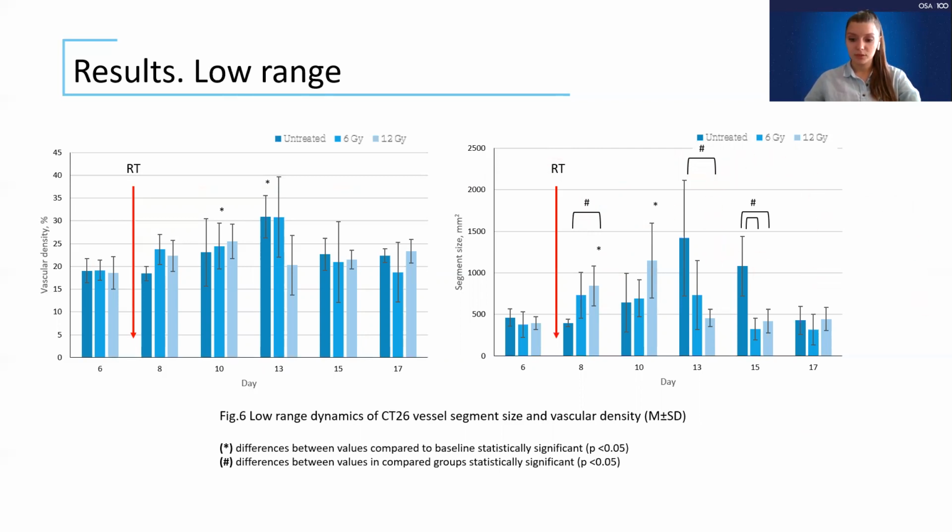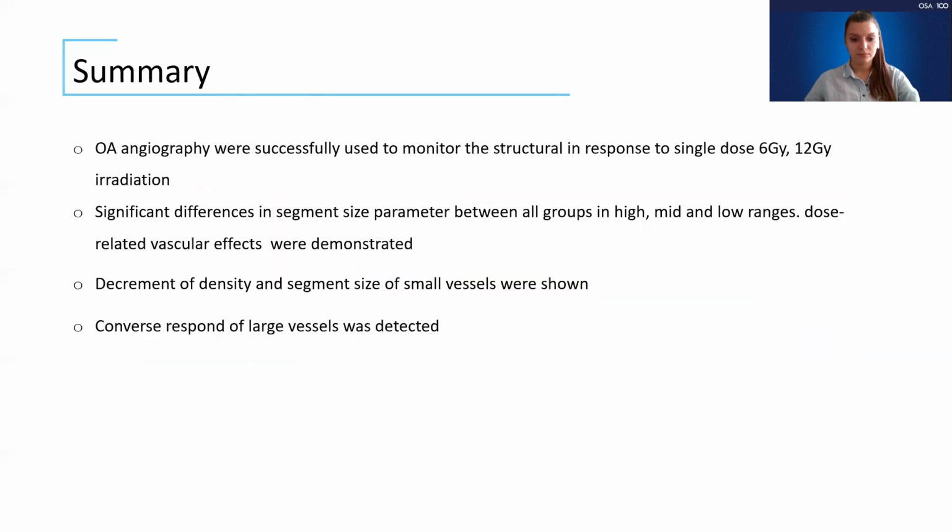The 6 gray group differed from the untreated group only on day 15, while the differences in the 12 gray group were set at the 8th day. All this may prove a dose-dependent reaction after irradiation. Vascular density and segment size of treated tumors in the high and middle range showed a decrease. At the same time, slight growth of the same parameters was observed for vessels of the low range.